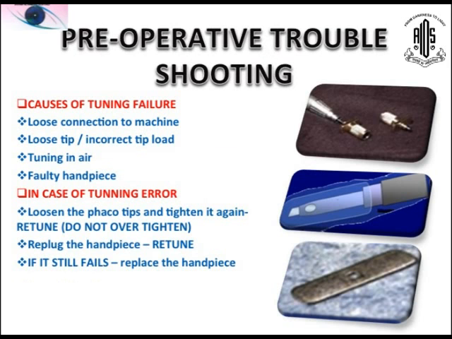What could be the cause of tuning failure? It could be a loose connection to the machine, loose tip or incorrect tip load, you are doing the tuning in the air, or a faulty handpiece. If this is happening, the solution: tighten the PHACO tip again, retune it, do not over tighten it. Even sometimes over tightening can cause a problem. Replug the handpiece and retune it. If it still fails, change the handpiece. I hope all of you have an extra handpiece in your OR.